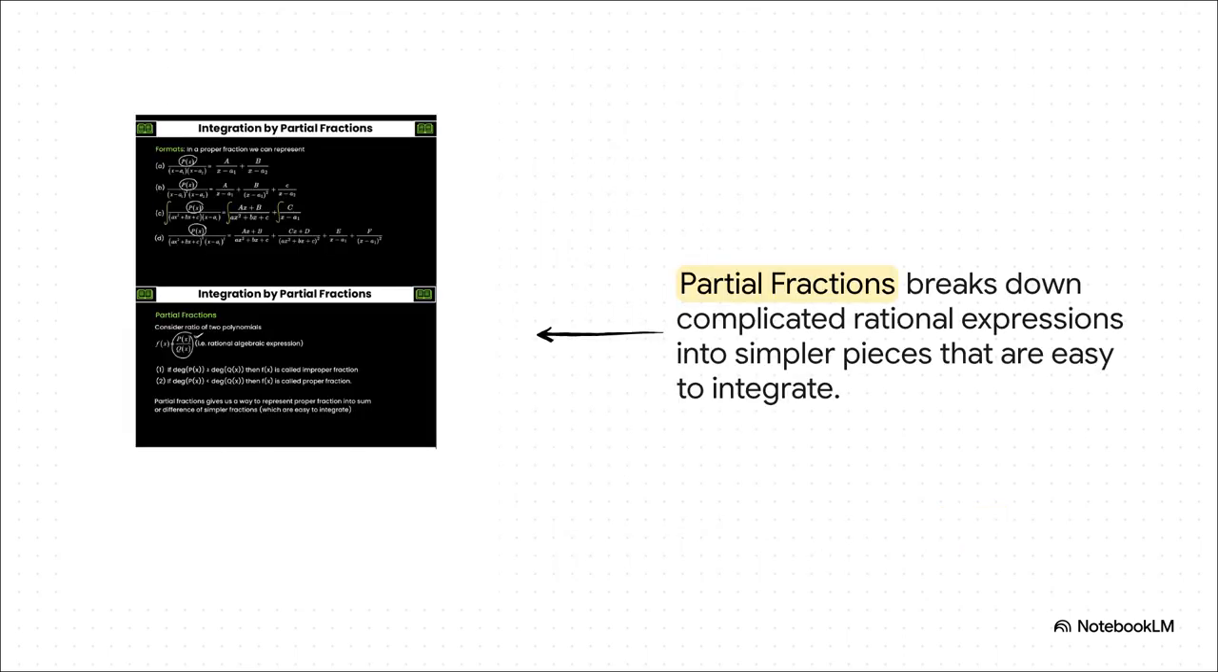And finally, for those rational functions, basically just big, ugly fractions with polynomials all over the place, we have a method called partial fractions. And what's cool is this isn't even really a calculus trick. It's just a clever algebra move. The goal is to take one super complicated fraction that looks impossible to integrate and break it down into a sum of several much simpler fractions. Once you've got it in pieces, you can integrate each one of them easily using our basic rules.